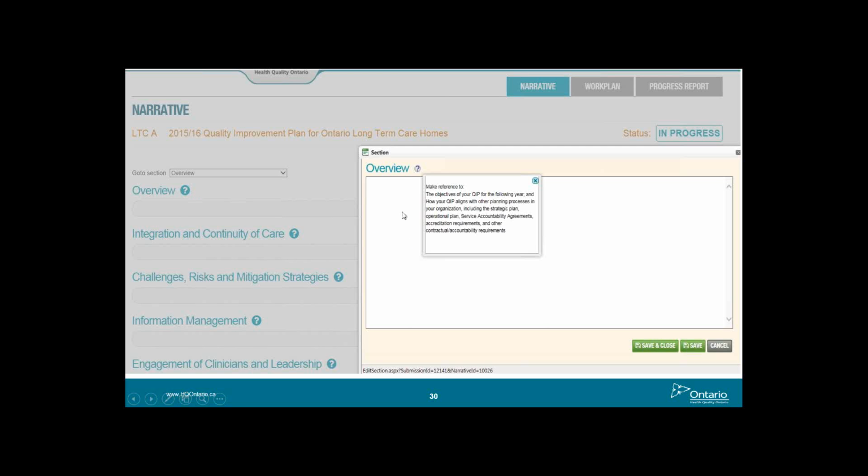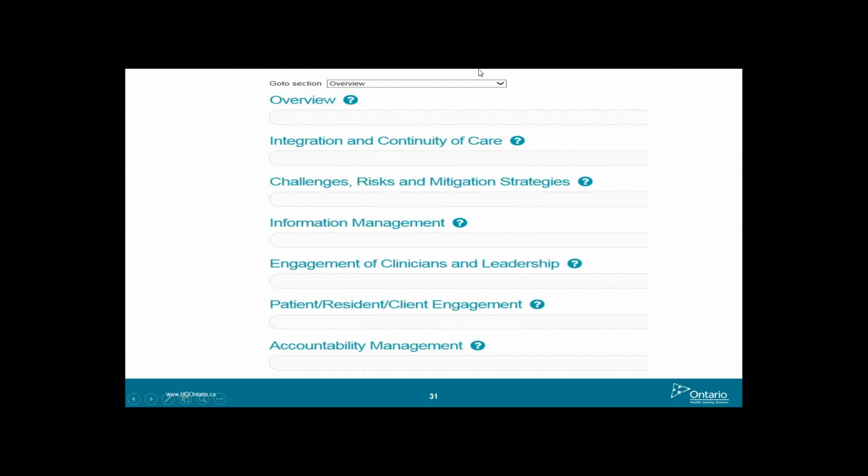So you can see that for overview, the objectives of your QIP for the following year, and how your QIP aligns with other planning processes in your organization, including your strategic plan, your operational plan, your service accountability agreements, accreditation requirements, and any other contractual or accountability requirements. So this is a list of the various sections within the narrative. So you have your overview, your integration and continuity of care, challenges, risks, and mitigation strategies, your information management, engagement of clinicians and leadership, the patient, resident, client engagement, and accountability management.